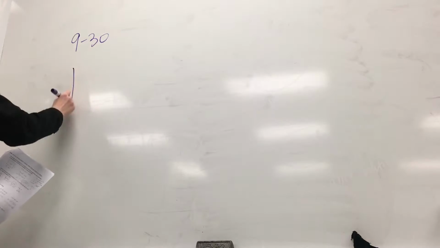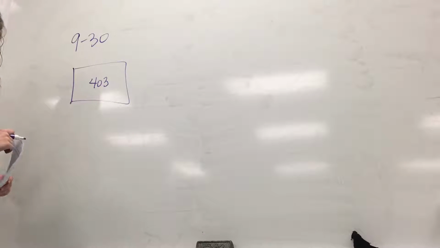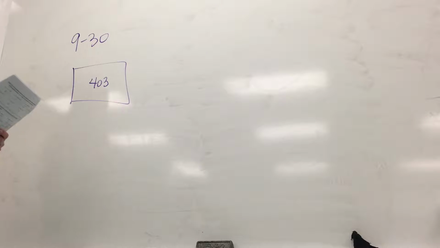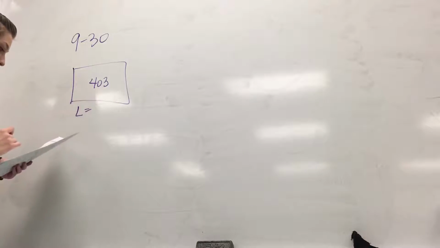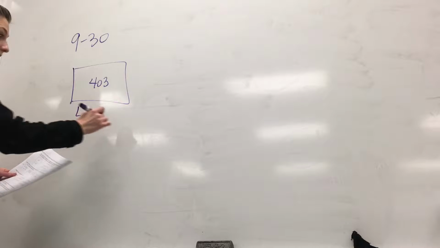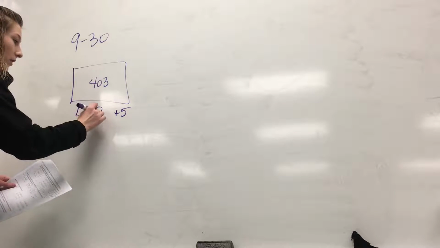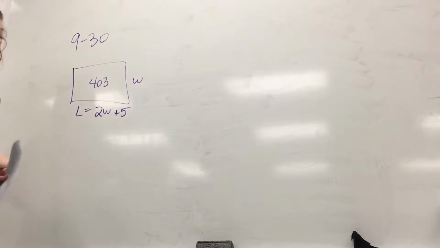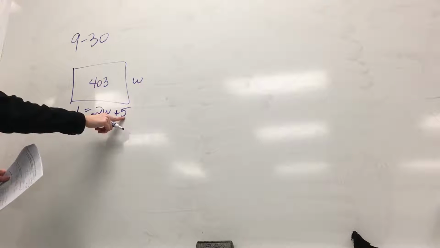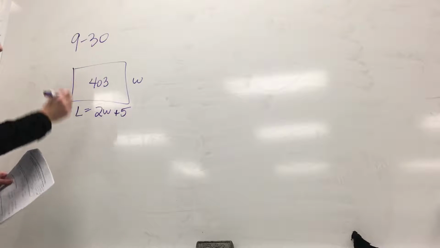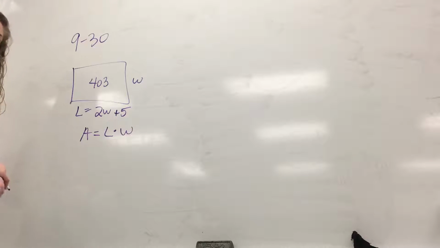So I'm going to draw a rectangle. I know the area is 403, that's the inside, right? Let's look at the first sentence of problem 30. It says the length of a rectangle, the length here, is 5 centimeters longer, so something plus 5, than twice the width. I'm going to say width is W. So W is the width, and L, the length, is double the width, and then plus 5 from there. So to find area of a rectangle is length times width. So we're going to do that.